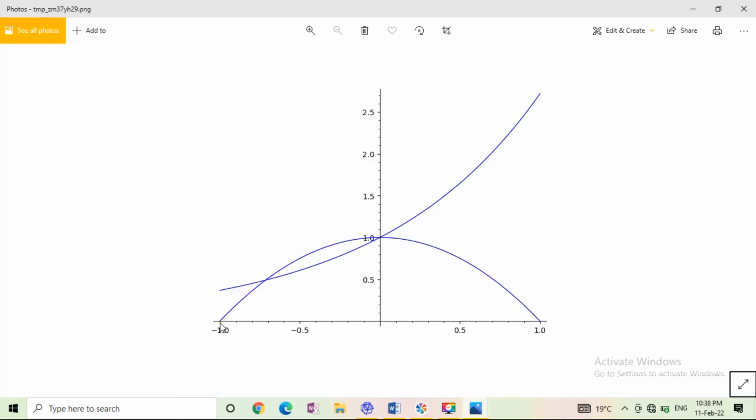Again look at this graph. Where my cursor moves is the graph of 1 minus x square, and this other graph is the graph of e to the power x. Look at this, these two graphs intersect at 2 points, one here and the other one here. It means these two graphs give you two solutions. So 1 minus x square is equal to e to the power x has two solutions.